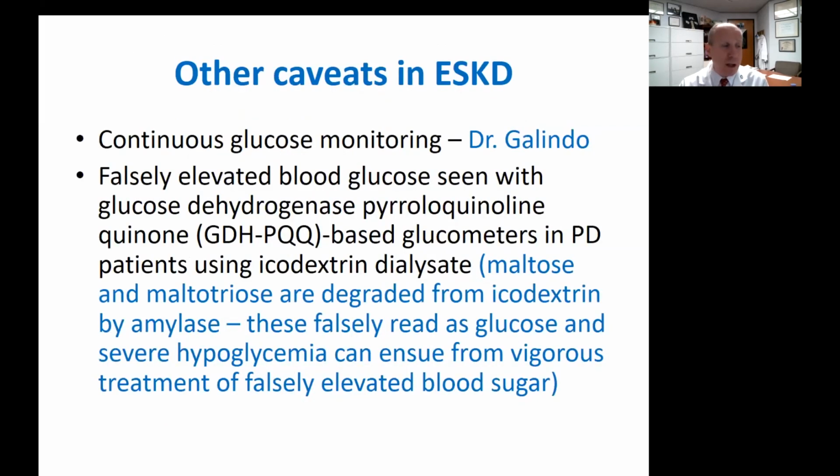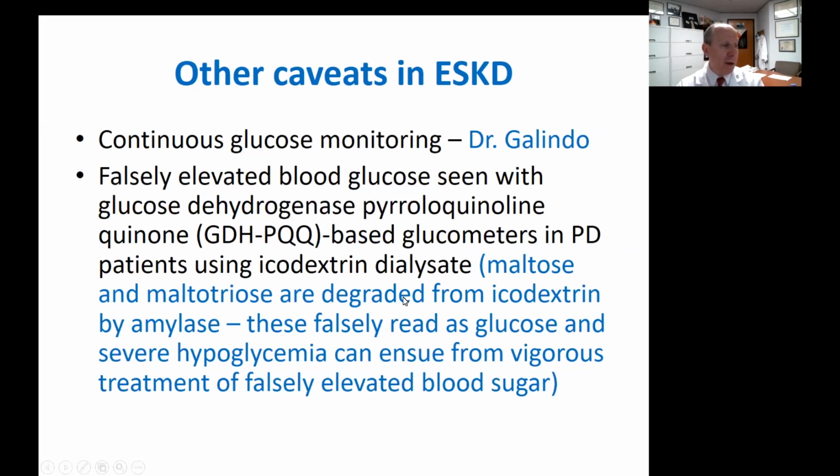Other caveats that I'll just mention is there may be a role for continuous glucose monitoring in dialysis. It's a little more complicated to do than GAs. Dr. Galindo will focus on that. And remember, there can be falsely elevated blood glucose with glucose dehydrogenase, pyrroloquinoline quinone-based glucometers in peritoneal dialysis patients if they use the icodextrin dialysate.